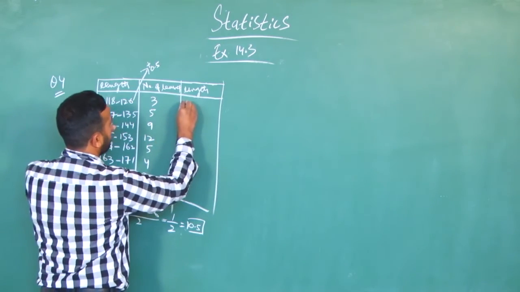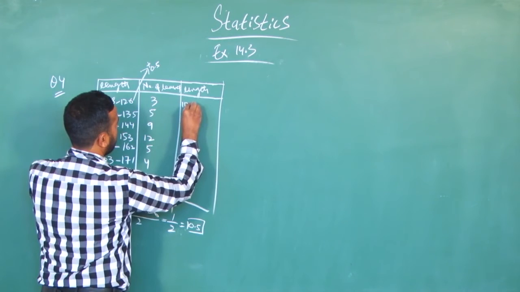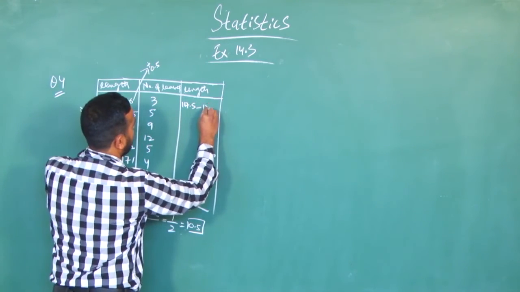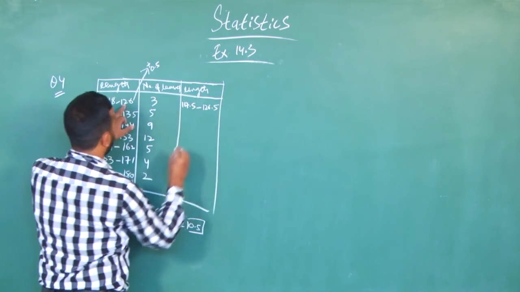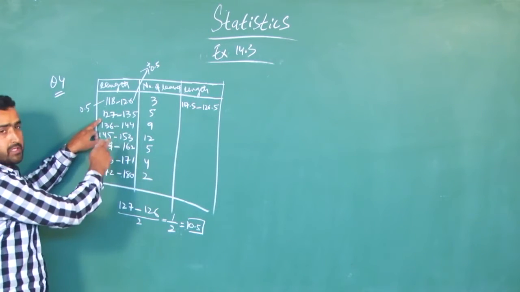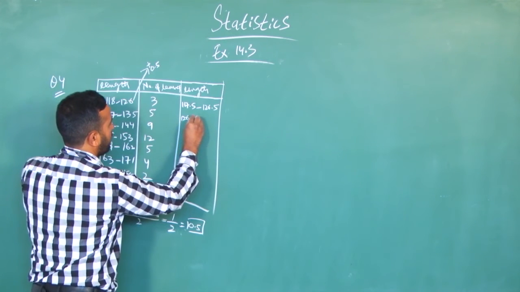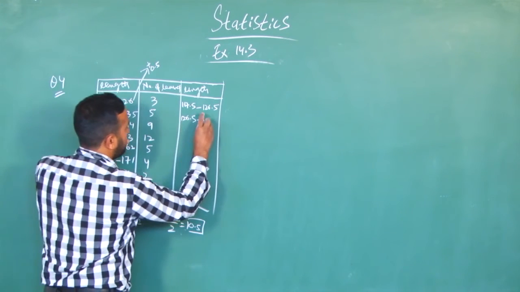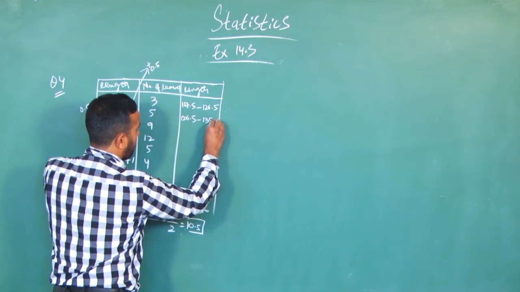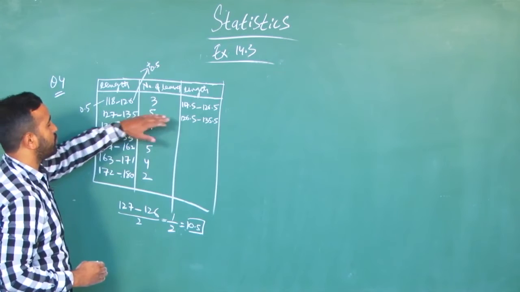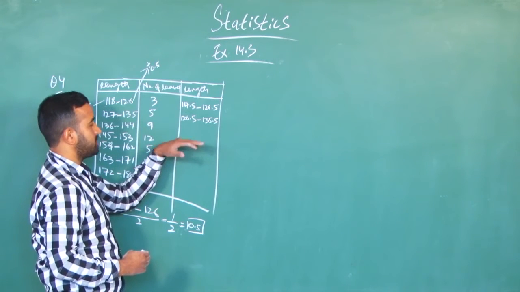118 minus 0.5 is 117.5, to 126.5. Now if we subtract 0.5 from 127, it will be 126.5, and add it back, 135.5. Now you can see by looking at these two groups that we have transformed them into some other form.